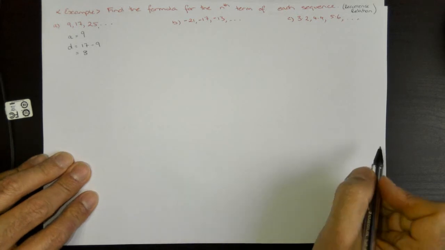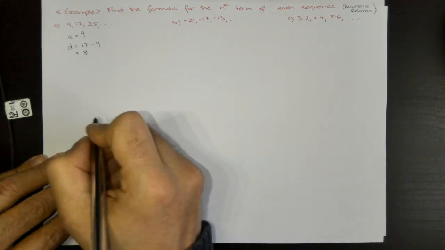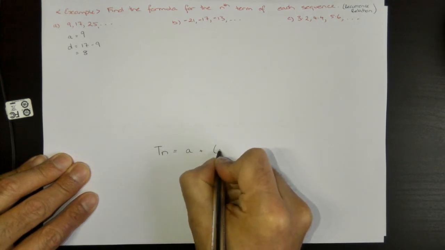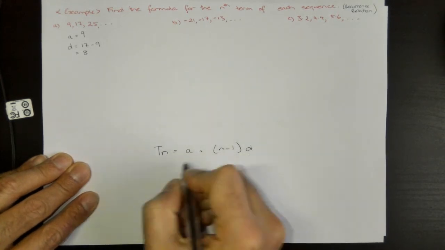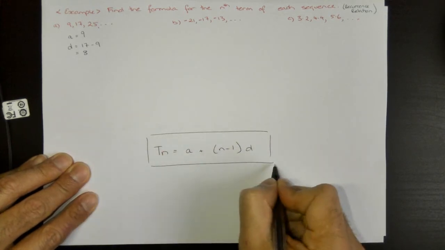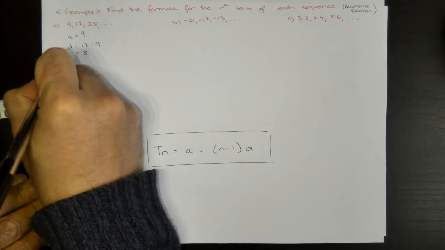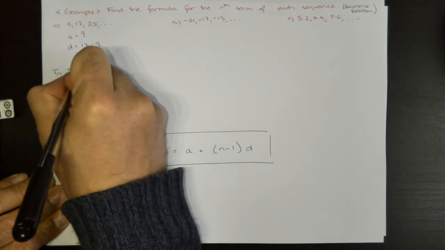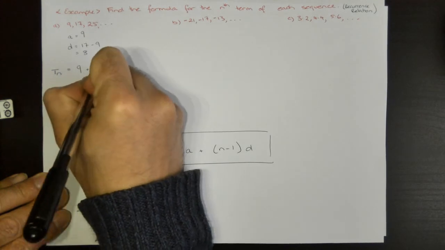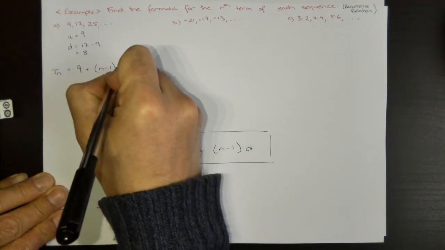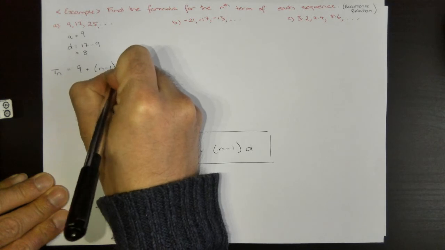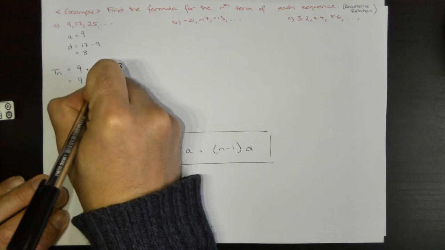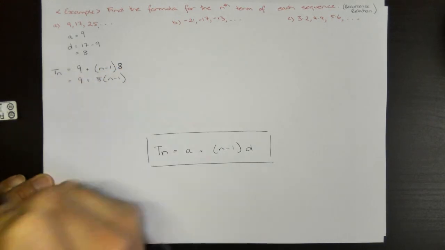Now, using the formula that we have in our formula sheet, we can plug in here. So the nth term is going to be a, which is 9, plus n minus 1 times d. And we could write it as 9 plus 8 times n minus 1. That's fine.